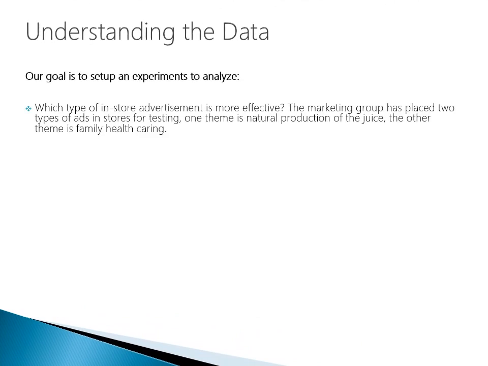Our goal is to set up an experiment or a series of experiments to analyze the following. Which type of in-store advertisements are more effective? The marketing group has placed two types of ads in stores for testing, which is referred to as A/B testing. So they have one theme of the advertisement looking at a natural production of the juice, and the other theme looking at a family health setting.